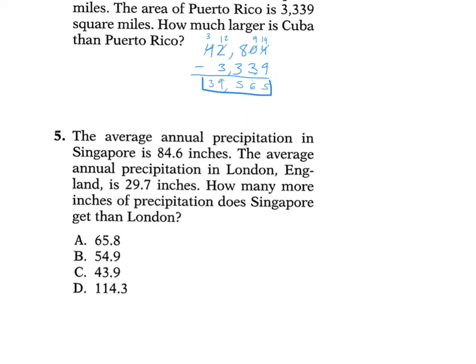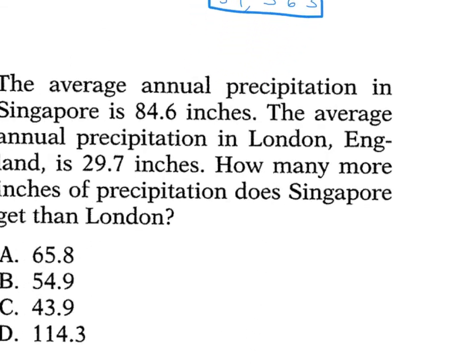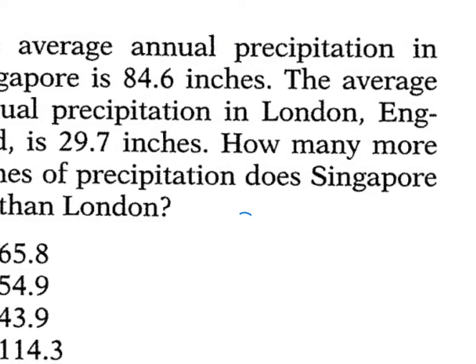Number 5. The average annual precipitation in Singapore is 84.6 inches. The average annual precipitation in London, England is 29.7 inches. How many more inches of precipitation does Singapore get than London? So we need to subtract. So we have 84.6 minus 29.7.